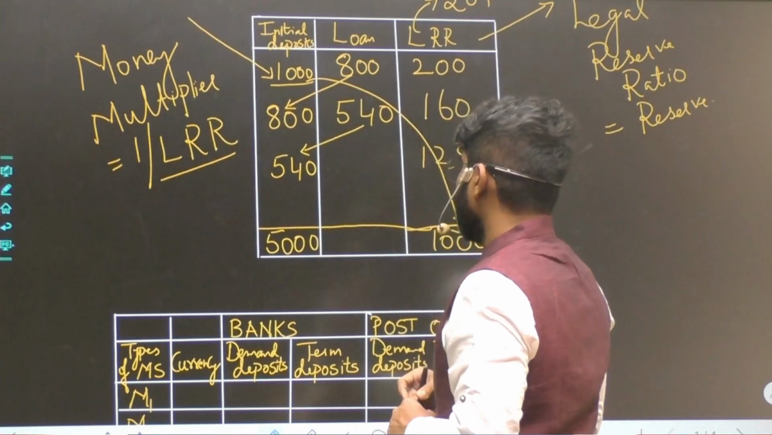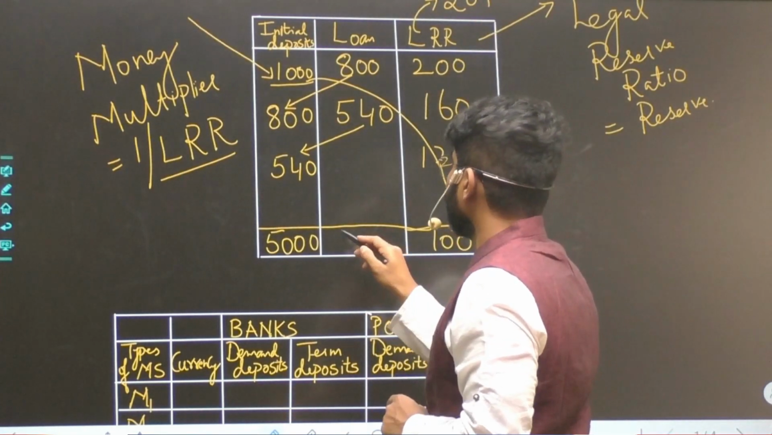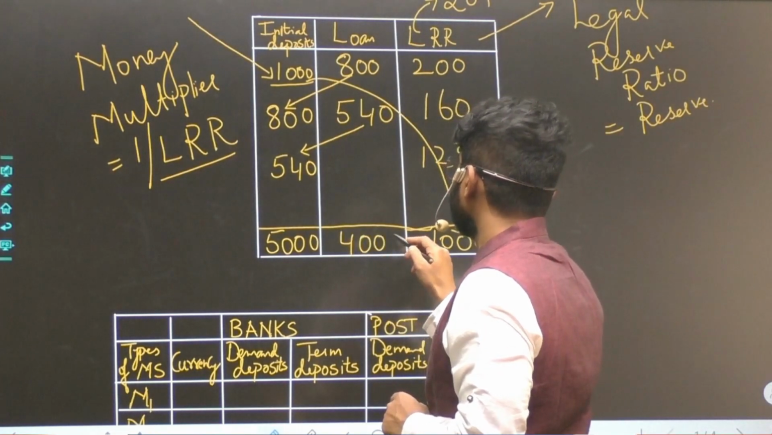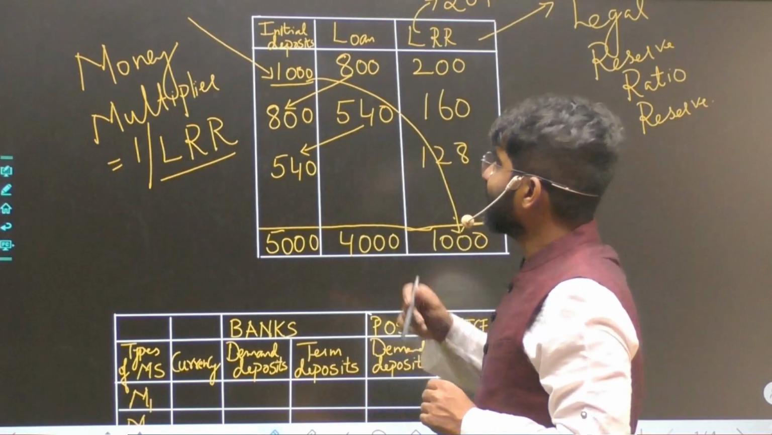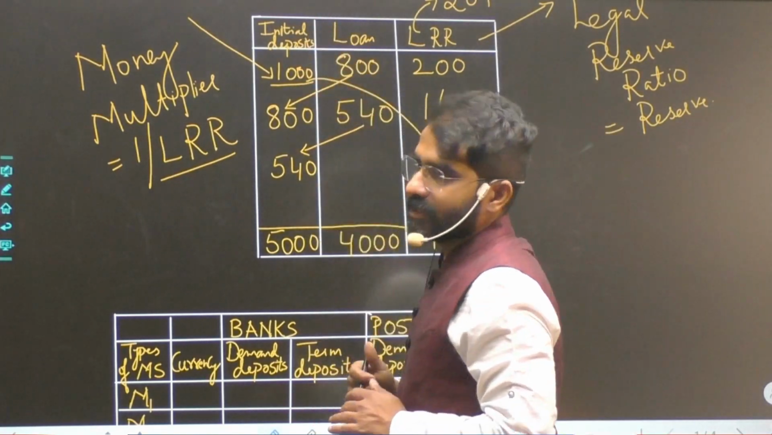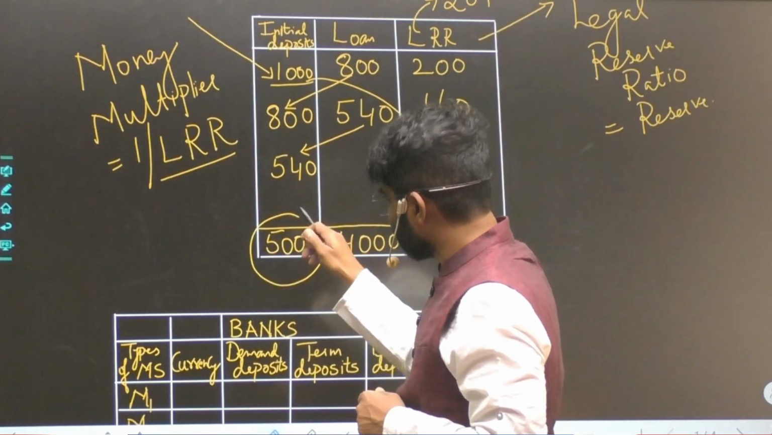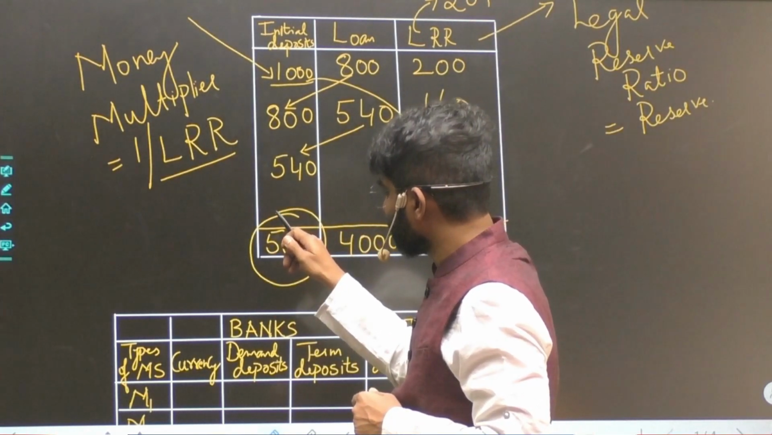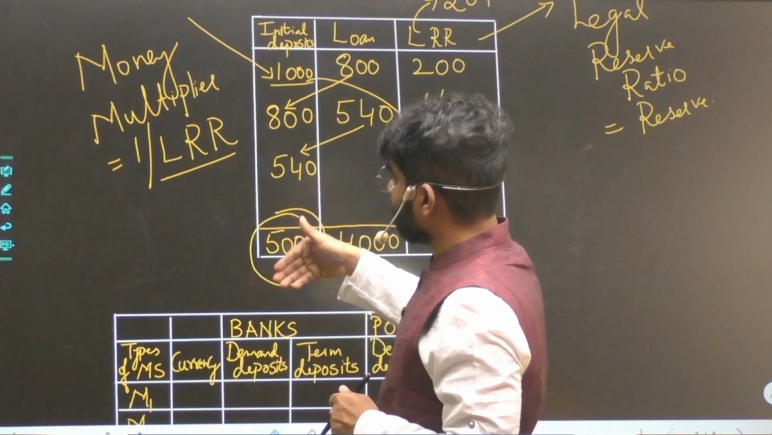then obviously the total deposit becomes 5,000. So 20%, that is 1,000, is going in the form of legal reserve, and the loan will be how much? 4,000 rupees. Now what is the understanding here? With 1,000 rupees as initial deposit, the money multiplier effect was almost 5 times. It became 5,000. So the money multiplier here is 5 times.